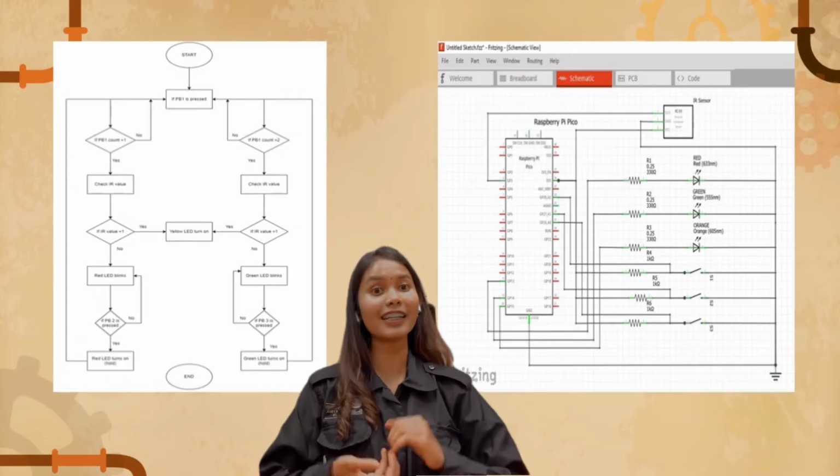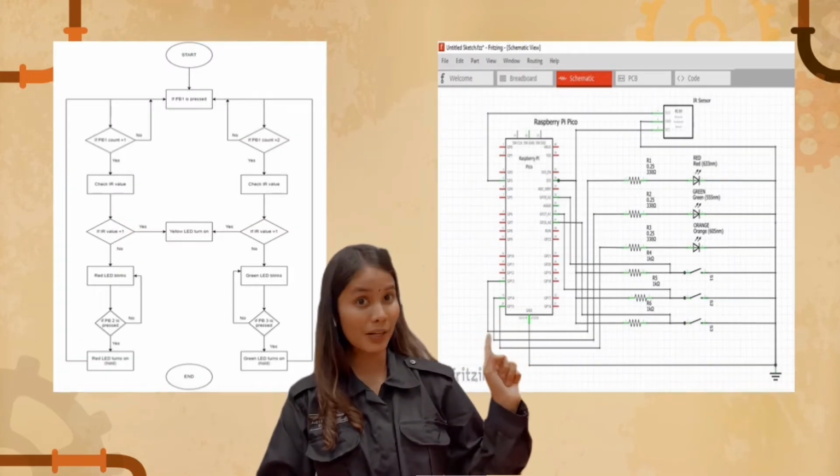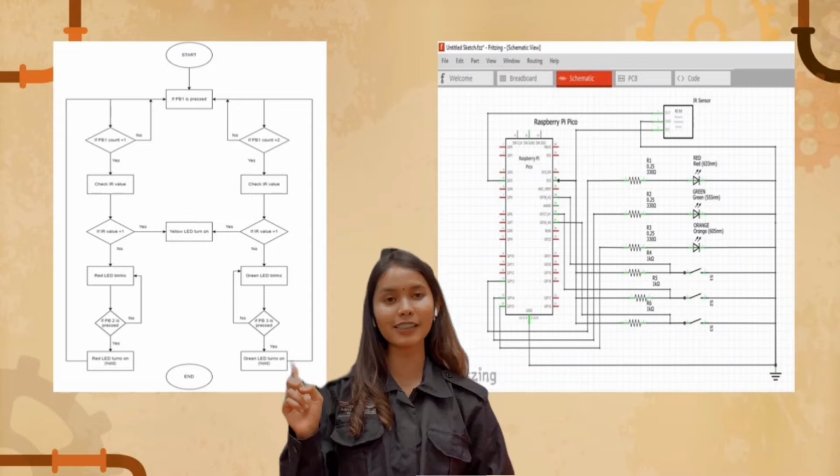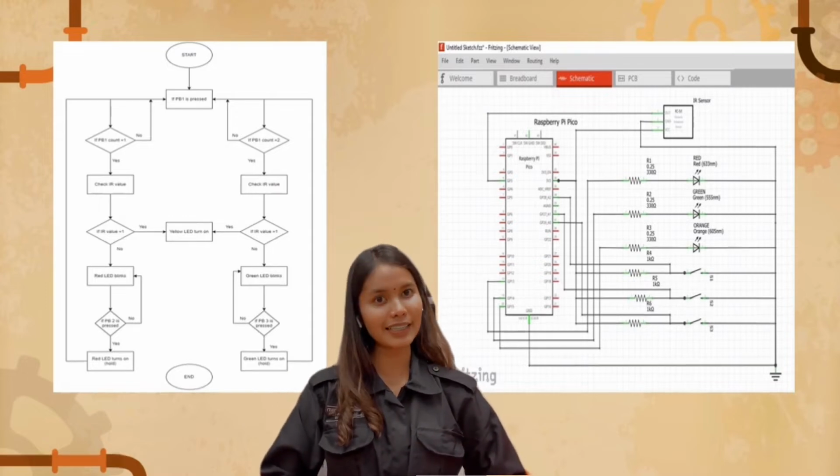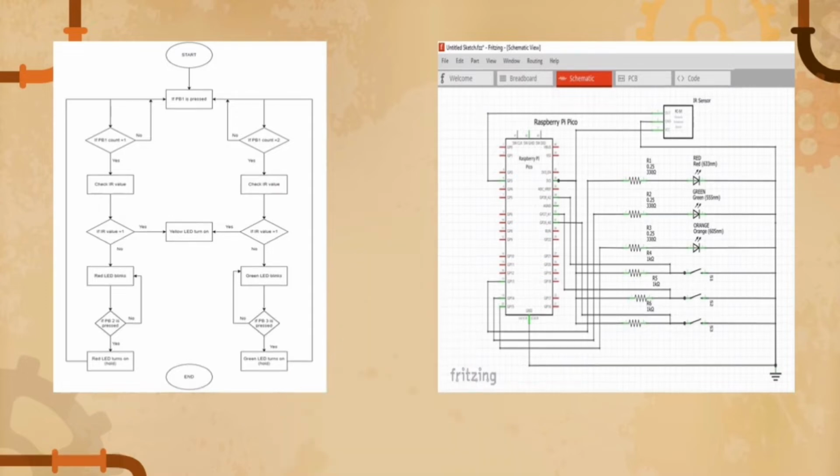And now, let's have a look at our schematic diagram and flowchart of the automatic sliding gate system. This schematic diagram of the automatic sliding gate system was developed using Fritzing software. This helped us to identify the connection between the components and the Raspberry Pi Pico before proceeding to the hardware test.